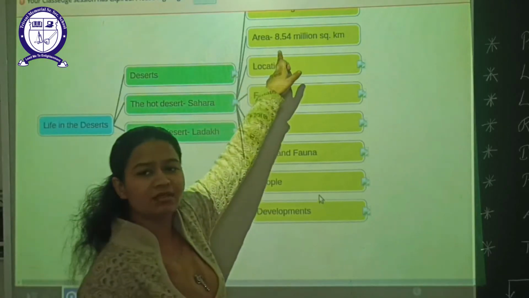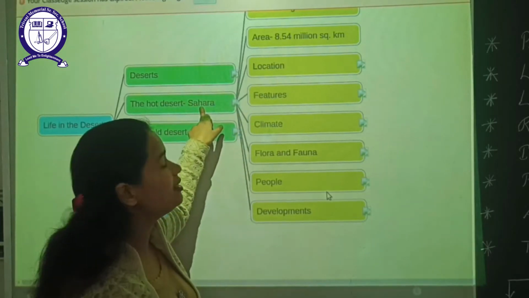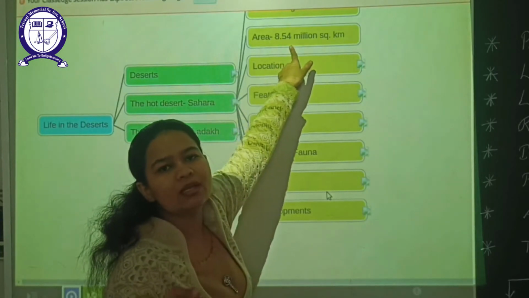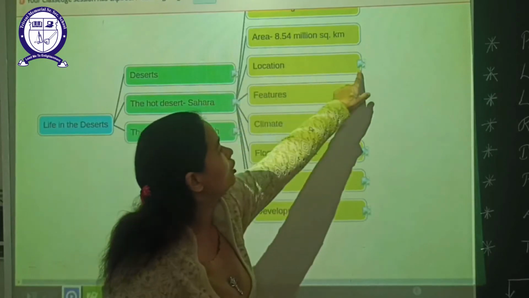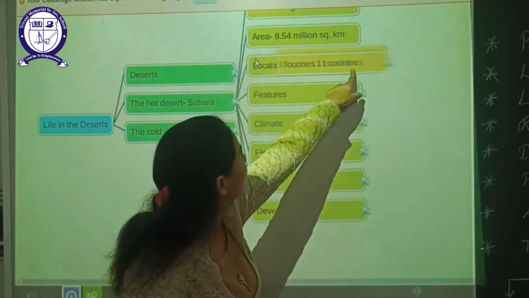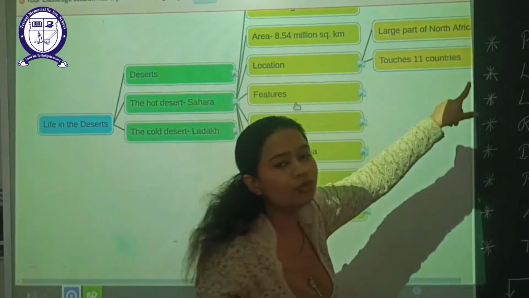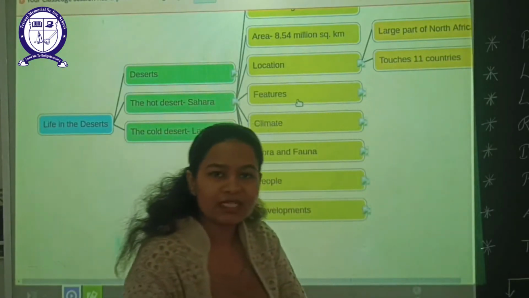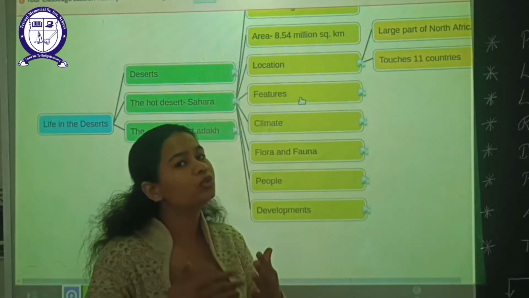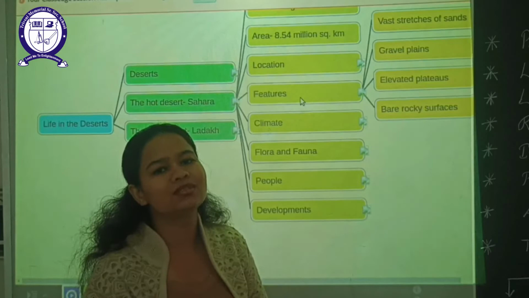First of all, we will discuss the area. The total area of the hot desert, the Sahara, is approximately 8.54 million square meters. Then if we talk about the location, you can see here that it is present in a large part of North Africa. After that, it touches 11 countries. Now we will study the other characteristics of this desert in detail. So let's discuss them.